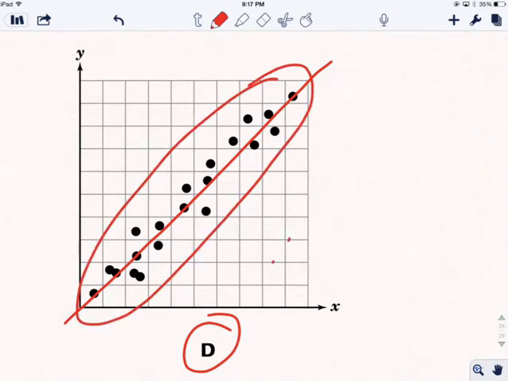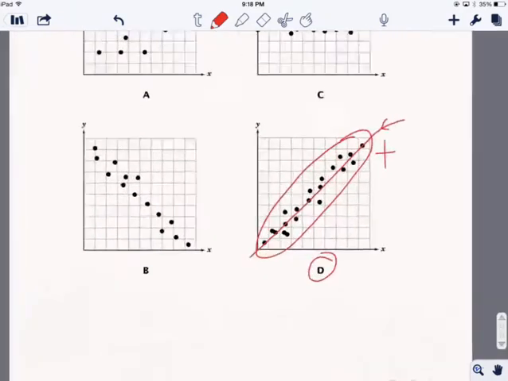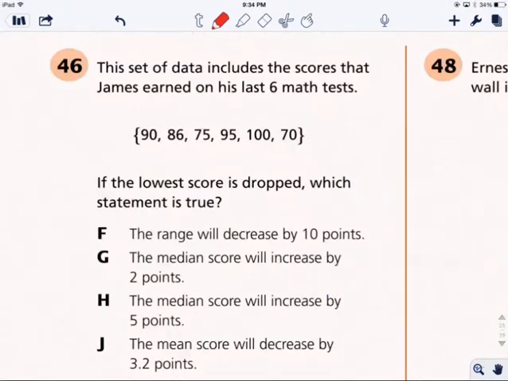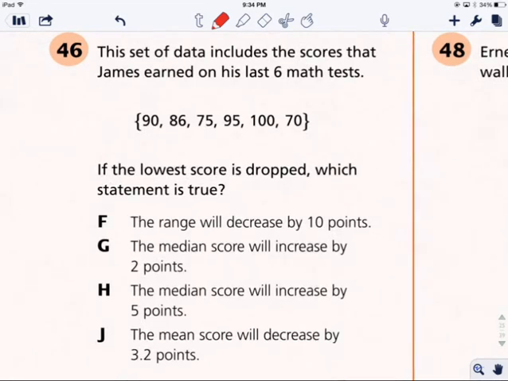They don't necessarily lie exactly on a line, but that's okay. And it is a positive linear relationship because this trend line has a positive slope. All right, so that's easy enough. Number 46 here is another problem that you will not see on the EOC, but in case you are curious what the answer is, the correct answer choice is G.